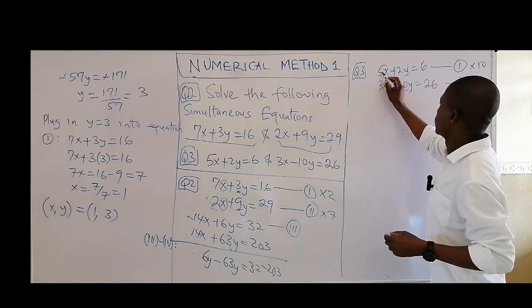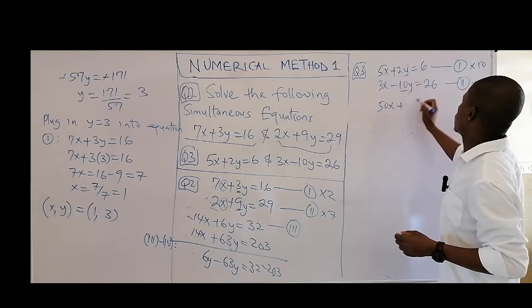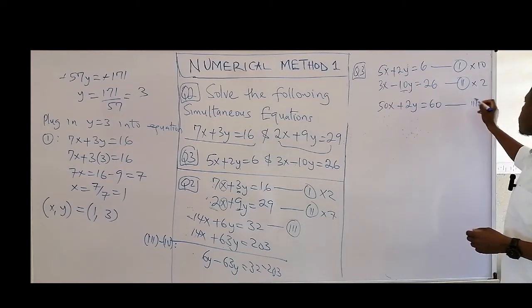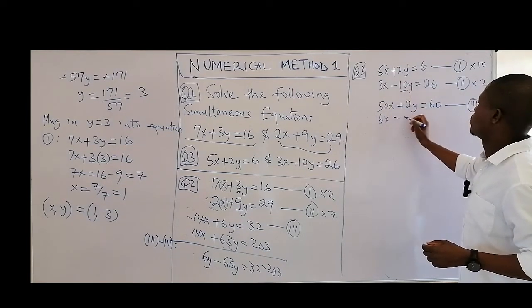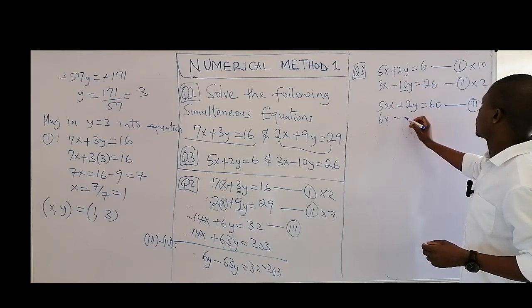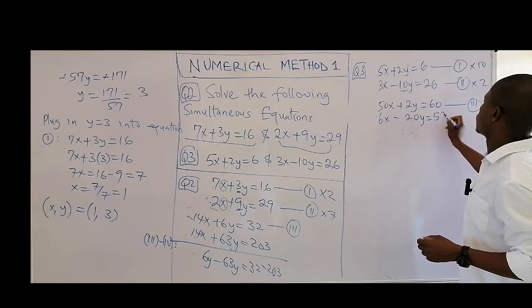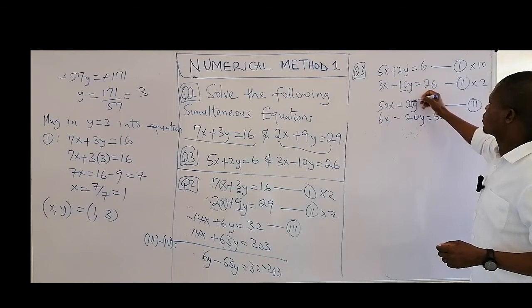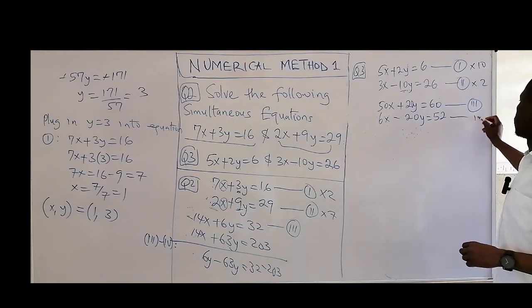So that will be equal to 5 times 10, that's 50x, plus 10 times 2, that's 20y, equal to 60. Equation 3. Then times 2: 3 times 2 is 6x, minus 10 times 2, that's minus 20y, equal to 26 times 2, that's 52. Okay, so that's equation 4.